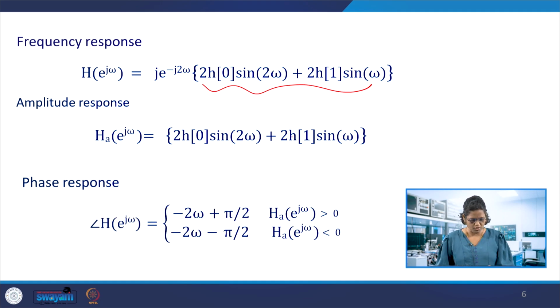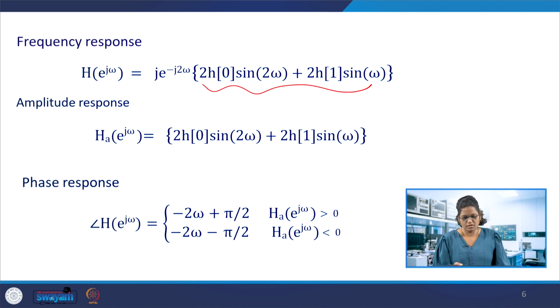So the phase response is minus 2 omega plus pi by 2 when the amplitude is greater than 0, and when it is less than 0, it is going to be minus 2 omega minus pi by 2. So this gives the response for linear phase FIR filters. This is an example of type 1 and type 3.